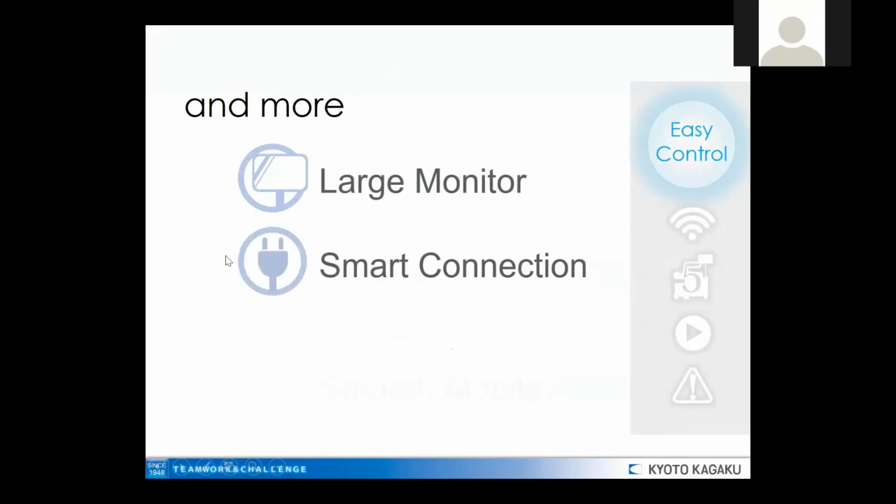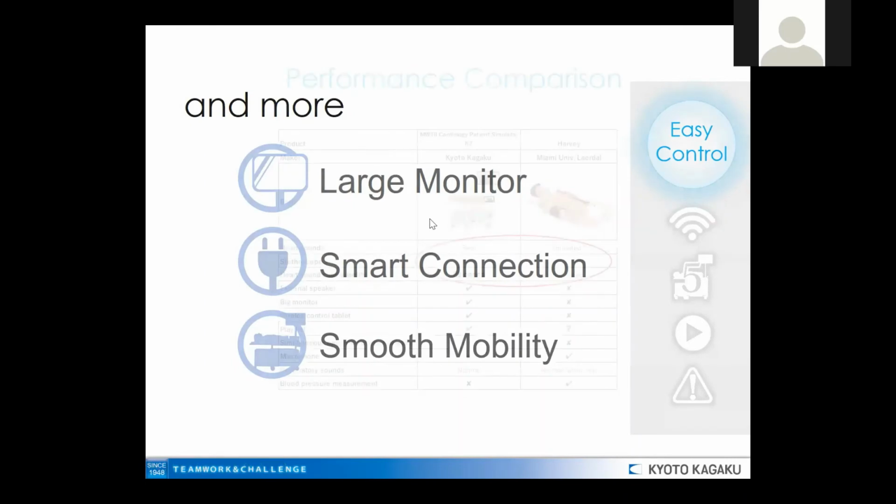Also, we have a large monitor for big group sessions, a smart connection, and smooth mobility. Since it's all in one unit, you can just change it from one room to another, and it's very easy to transport.